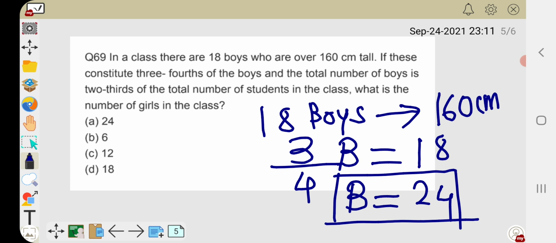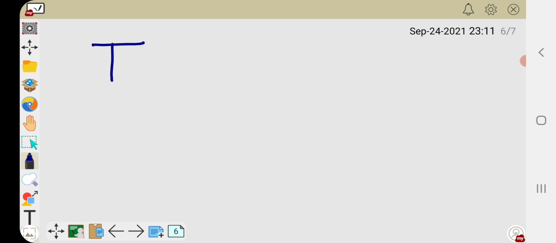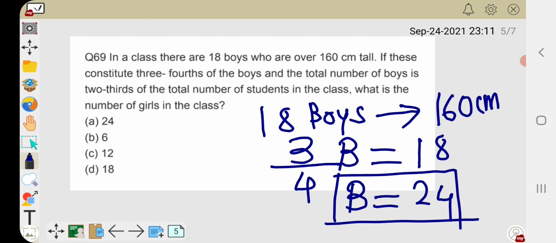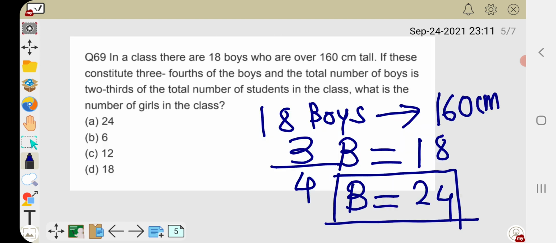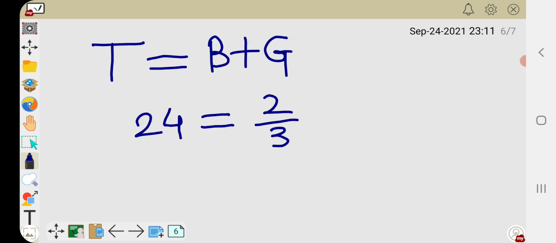Now the second information given is that the total number of boys, which we just found as 24, is 2/3 of the total number of students in the class. Now if I let the total students in the class be T, where T is equal to B plus G, meaning B boys and G girls, then the total number of boys, that is 24, is 2/3 of the total number of students, 2/3 of T. So the total number of students will be 36.